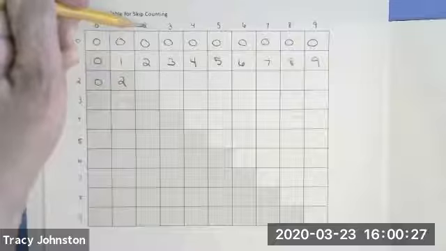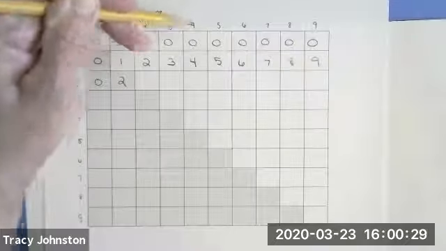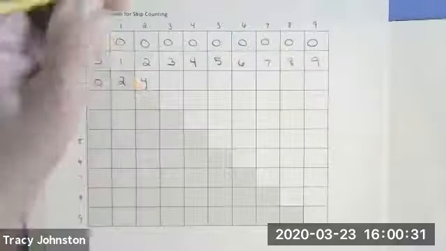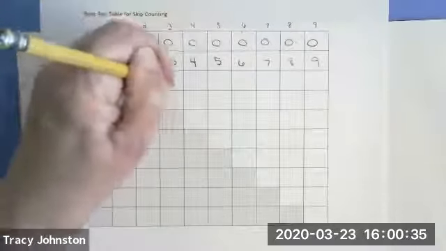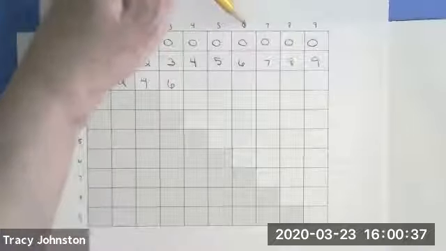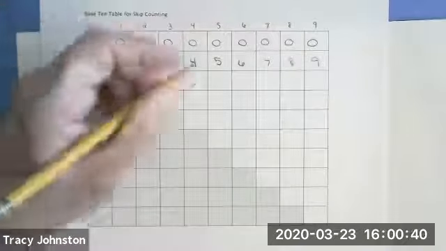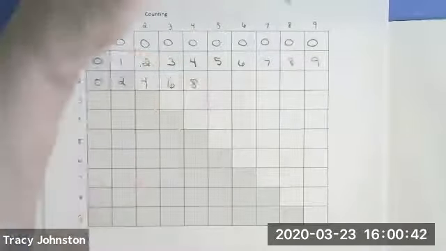And now we skip count again, 1, 2, and we got a 4, so we write that in the box. We skip count again, 1, 2. We got a 6, so we write it in the box. We skip count again, 1, 2. We get 8. So far, it's all familiar.